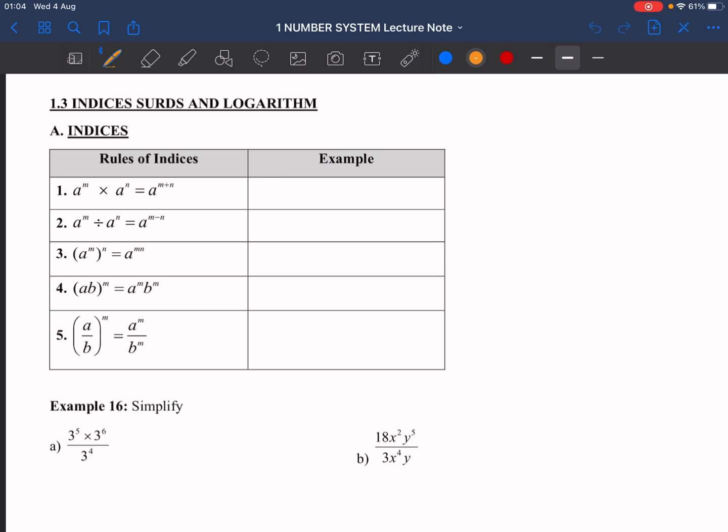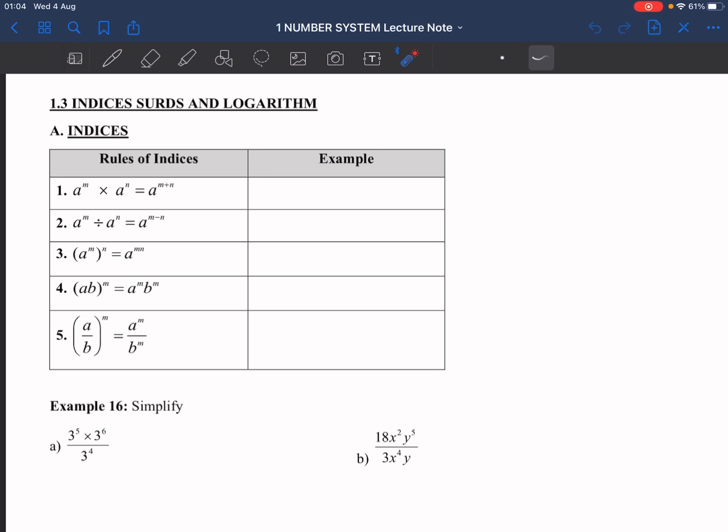pembelajaran kamu dalam mathematics. So make sure kalau kamu rasa kamu belum master lagi, fahamkan betul-betul. Okay, saya cakap bukan hafal, you have to understand all the rules of indices, surd and logarithm. Okay, so we're gonna start for this video. We're gonna start on indices.